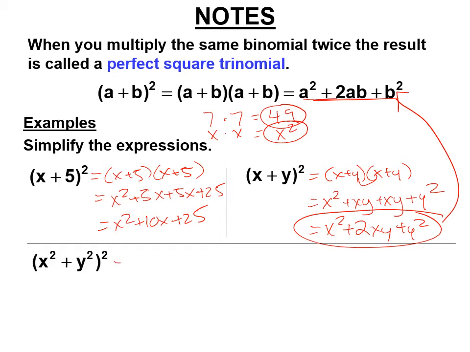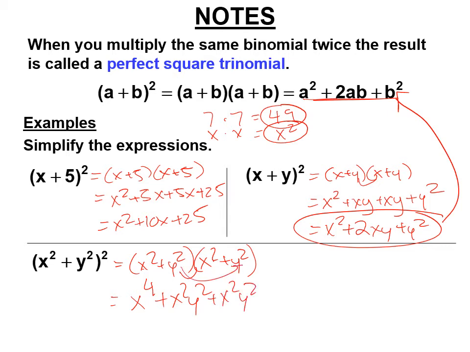All right, so what's this? Well, that's x squared plus y squared times x squared plus y squared. So this one's a little more complicated. X squared times x squared, x to the fourth. X squared times y squared, x squared y squared. Y squared times x squared, x squared y squared again. Y squared times y squared, y to the fourth. Add your exponents. X to the fourth. Combine our like terms. There's 2 of these x squared y squareds plus y to the fourth.